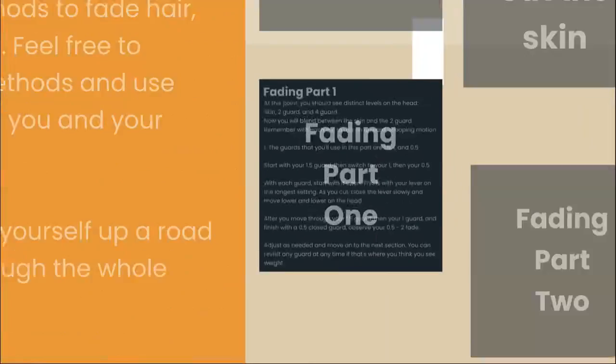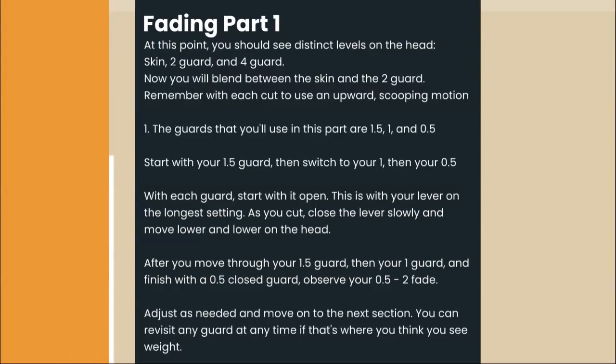Now that we have a smooth bald area, a 2 and a 4, you should see 3 distinct levels in your haircut. Again, remember with each cut to use an upward scooping motion. In this section, we'll only focus on the 1.5, the 1, and the half guard. So we'll be blending beneath where your 2 cut. Start with your 1.5, then switch to the 1, then switch to the half. After this section, we will see a blend only between a half and a 2.